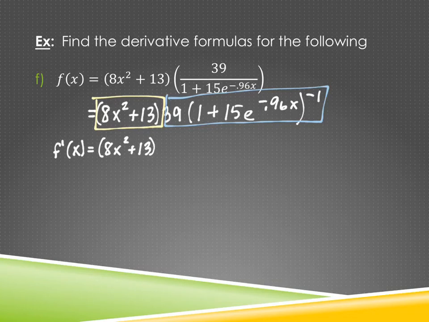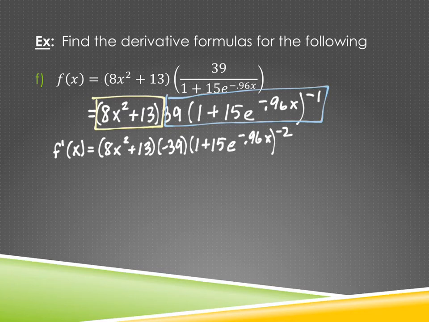So the first thing is to take the -1 exponent and bring it down. That makes this -39 in parentheses so that it doesn't inadvertently look like subtraction. We're going to rewrite the inside because we always rewrite the inside on a chain rule. 1 plus 15e to the -0.96x, that's the inside, to the power -2.